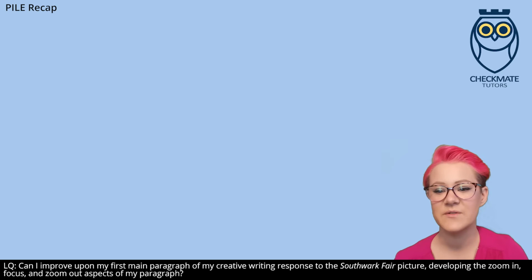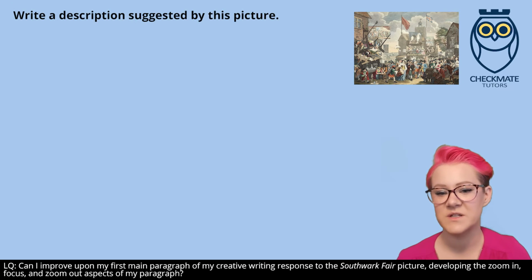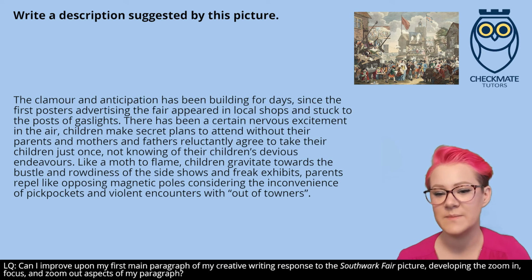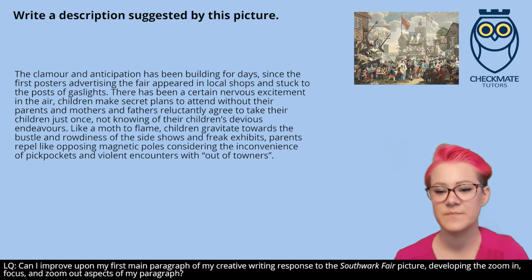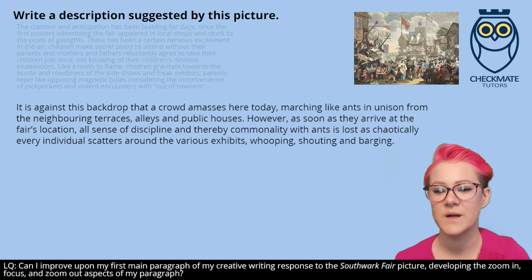Now, let's see if I have effectively used the CCTV and PAL methods to enhance my writing in my first main paragraph after the big picture. Here is the picture and the question again. Write a description suggested by the picture. Here is the big picture, or TBP, paragraph we worked on last lesson. And here is the paragraph we are working on today.